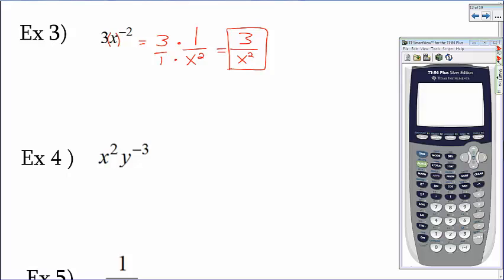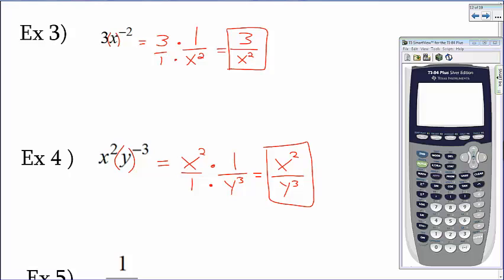Similarly, in example 4, only the y variable has a negative exponent, and as such, only the y is going to move to the denominator. Note that I've taken the reciprocal of y and raised it to the third power, the positive power that it was raised to, which is opposite of the negative 3. Multiplying through, I should come out to x to the second power over y to the third power.